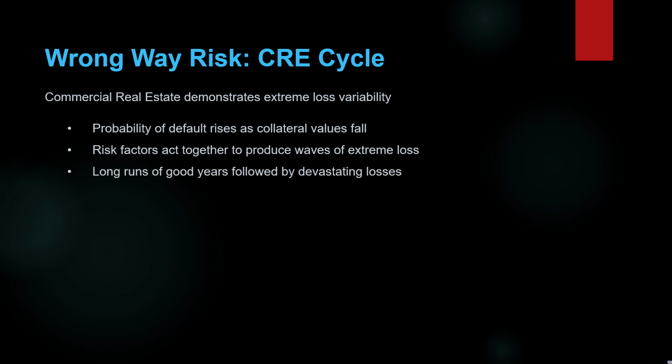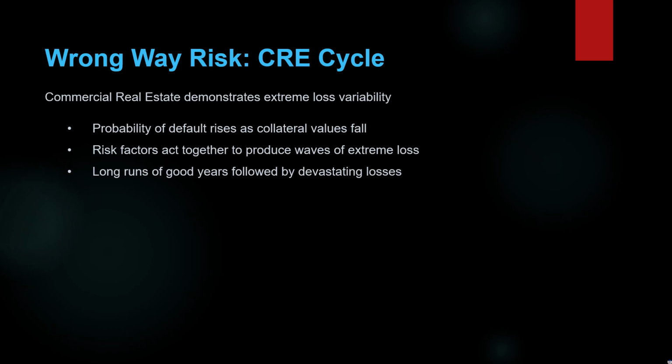This creates a pattern where risk factors act together to produce waves of extreme loss. You see long runs of good years with minimal losses, then suddenly devastating losses concentrated in short periods. The distribution is not normal. It has fat tails and negative skewness. This is a classic example of correlation risk and tail risk.